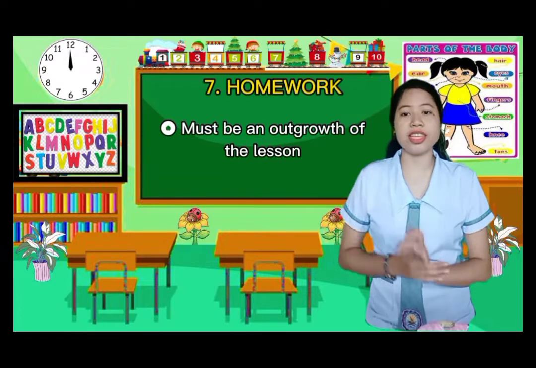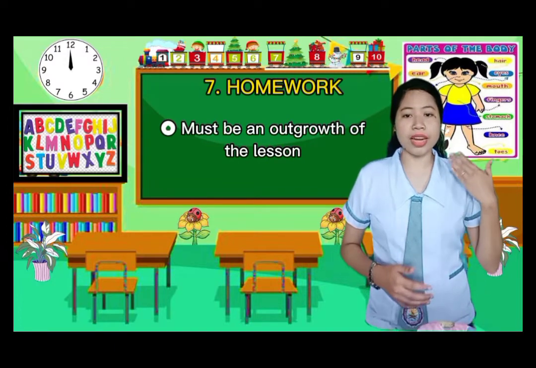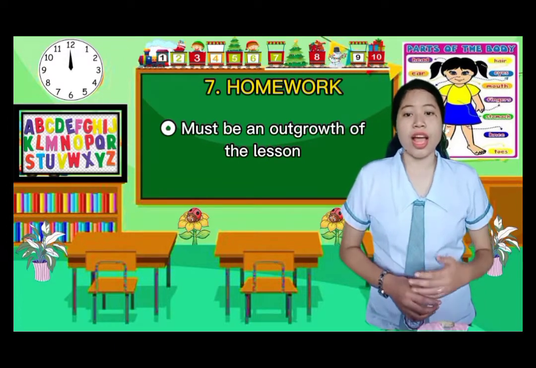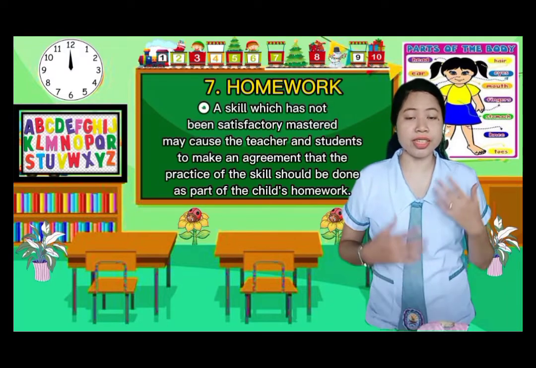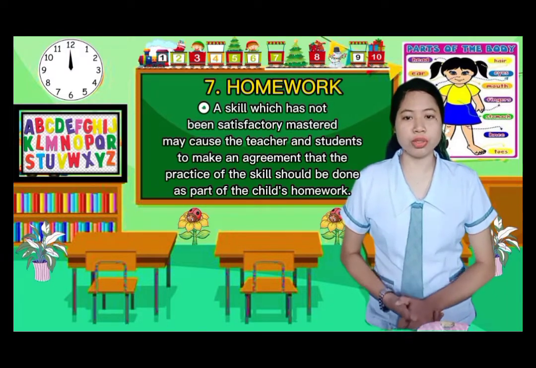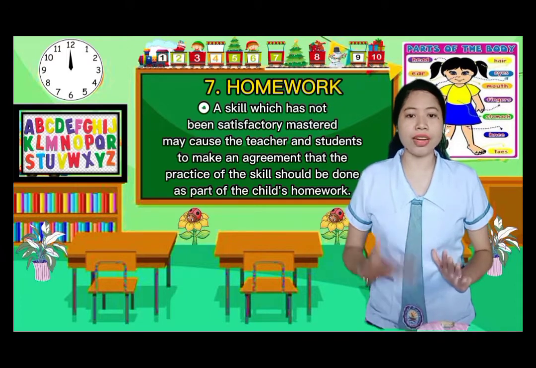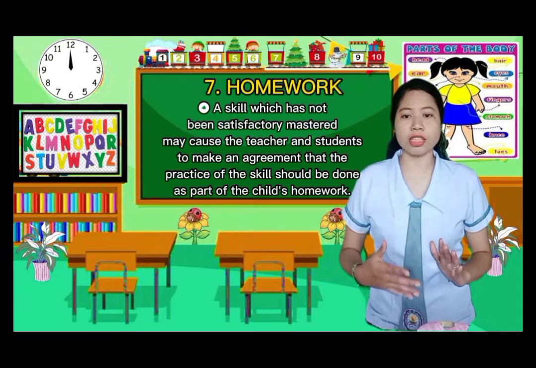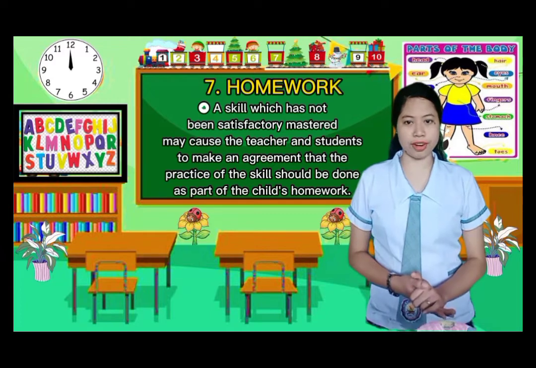Number 7 is homework. It must be an outgrowth of the lesson. A skill which has not been satisfactorily mastered may cause the teacher and the student to make an agreement that the practice of the skill should be done as part of the child's homework.